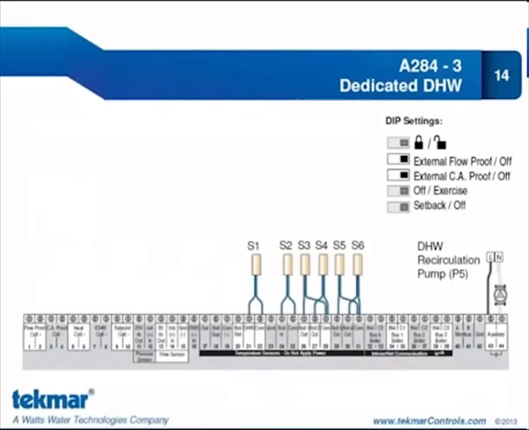The top half of the control looks even more simple than the bottom half. All we have connected here are our sensors for domestic hot water, boiler inlet, and our individual boiler outlet sensors, and the auxiliary relay is being used to control the domestic hot water recirculation pump.